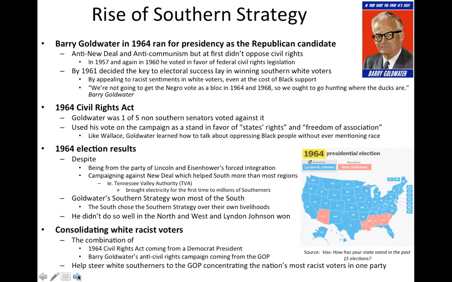We need unfettered free market capitalism, a party that really started forming in the early 1900s. And so he ran on an anti-New Deal platform.